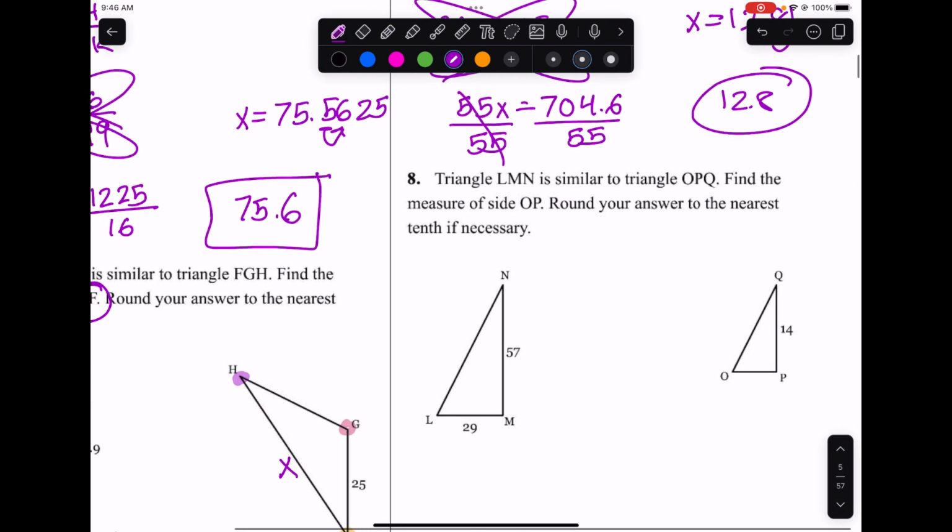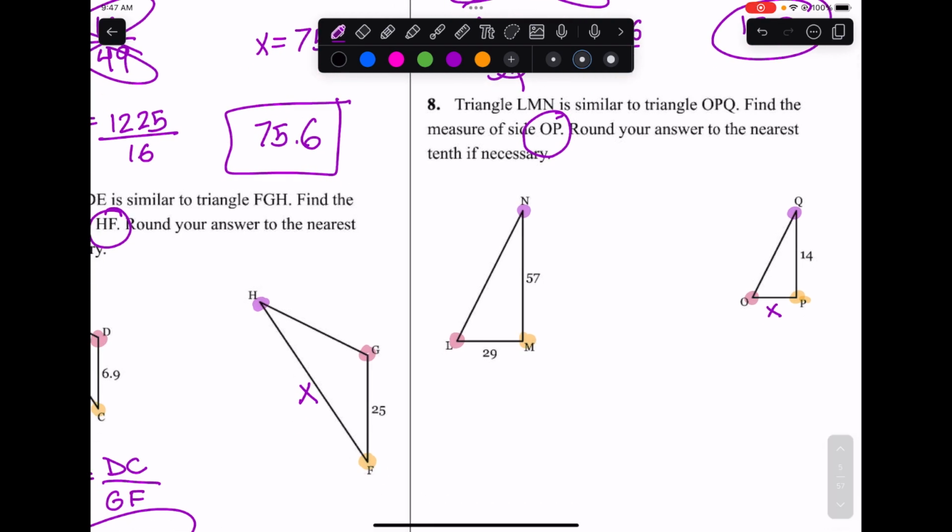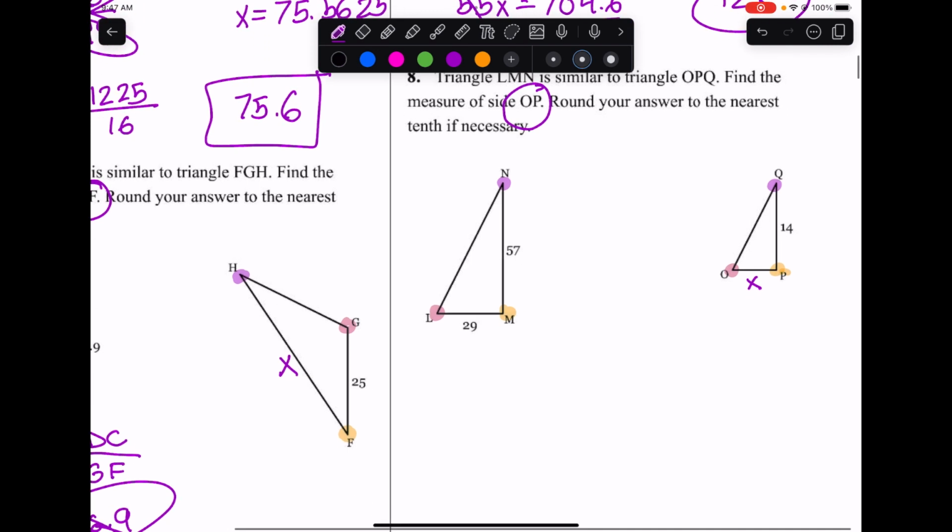And the last one, triangle LMN. So L, O, M to P, N to Q. And we're looking for OP. It's important that we're labeling because for some problems, they might give you more information than you need. And if you're not labeling, you might set up your proportions incorrectly.